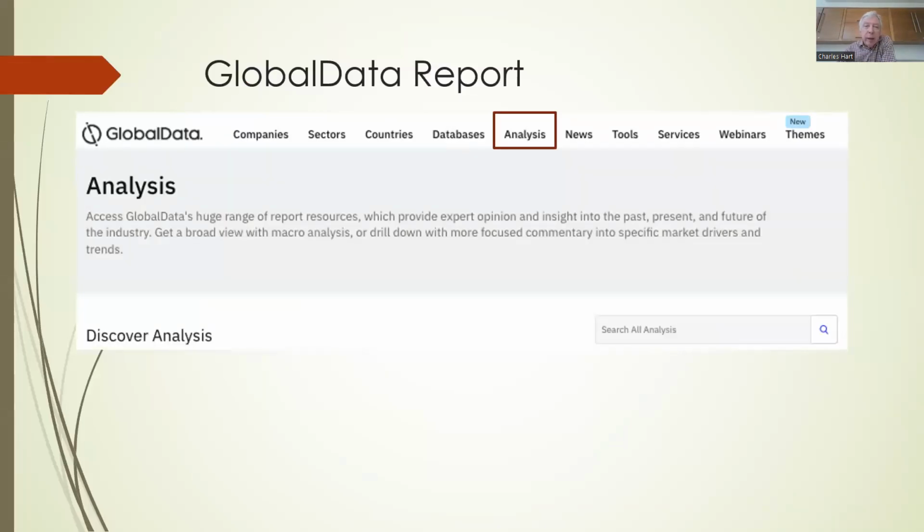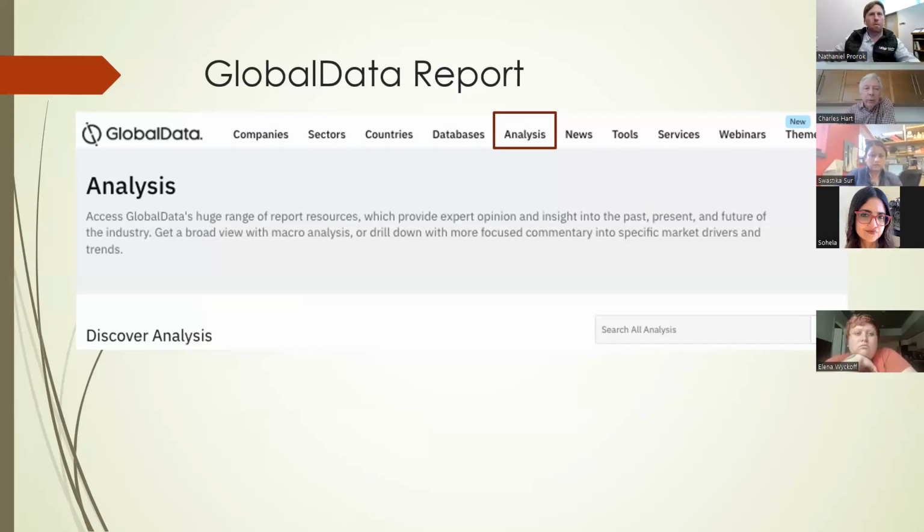This is a database called Global Data. Actually, this is a database most of you have access to. It's a pretty powerful database. It's really pretty cool. And this is just showing that, and we will be having training by a person from Global Data in a couple of weeks. So stay tuned for that.